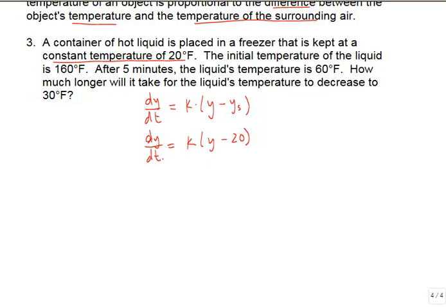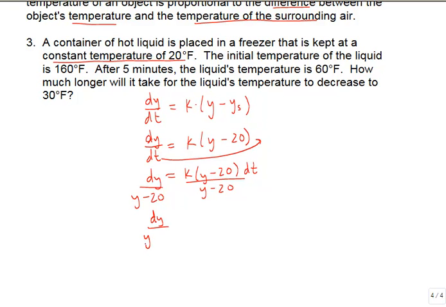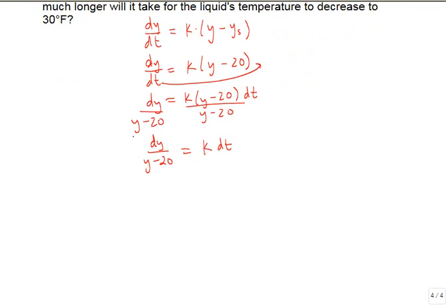So first thing I'm going to do is move this dt over, and then I notice that this quantity y minus 20 has a y in it, so I want to move that over to the left side by dividing. So we're going to get dy over y minus 20 equals k dt. Now we're ready to integrate.